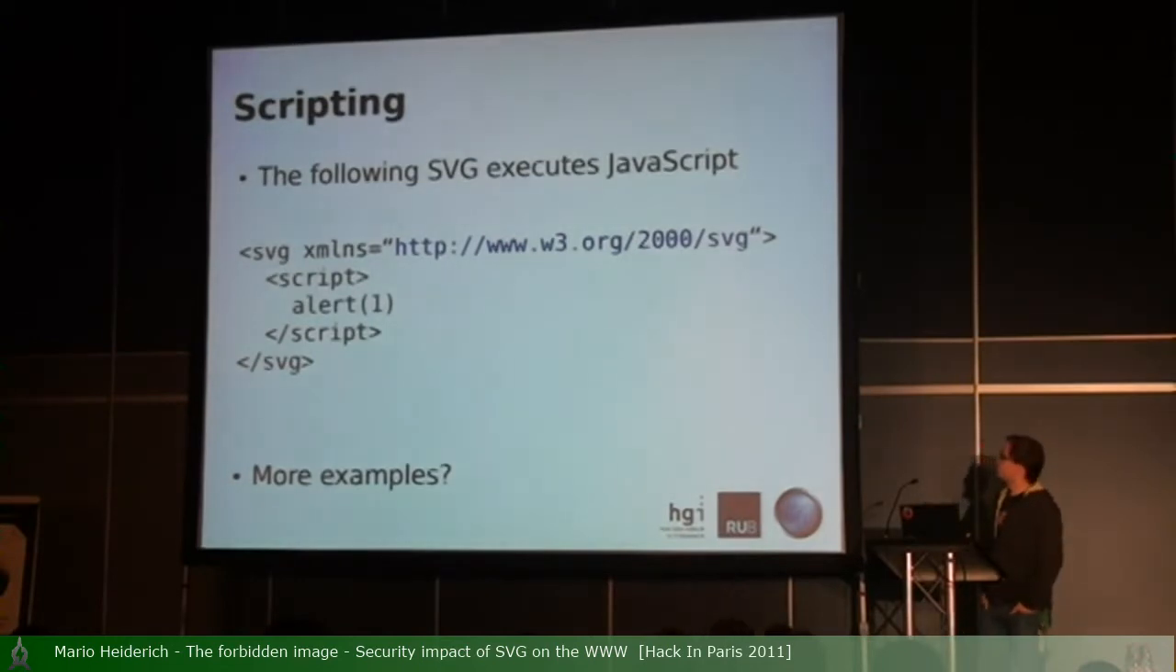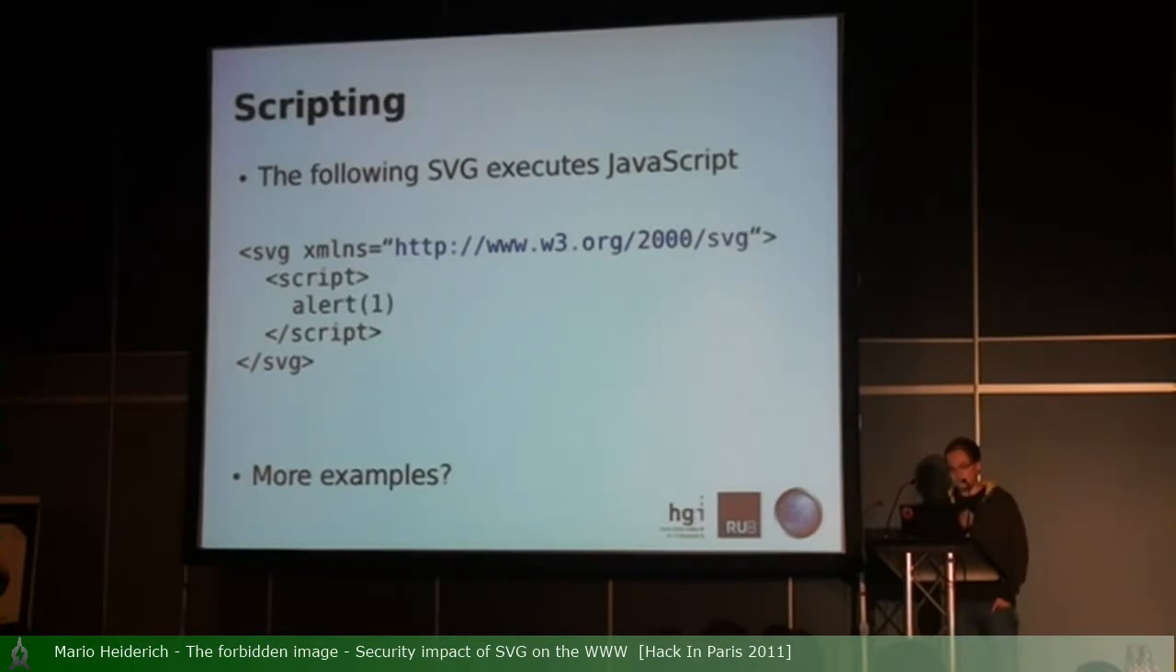Let's talk about SVGs and scripting. The following very simple SVG example will execute JavaScript. And, well, that's all. You don't have to do anything more. It's very simple. You just take the standard SVG tag, apply it with a namespace, take a script tag, put an alert(1) in there, and then you have an alert(1) as soon as you open the SVG in your browser. This is a very simple example.